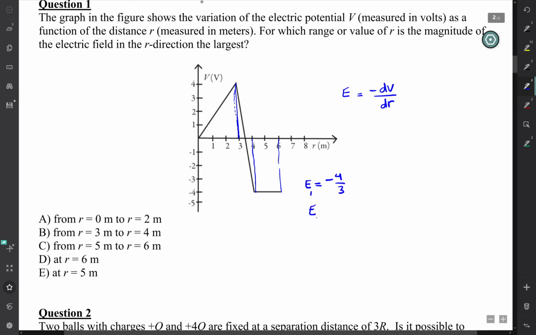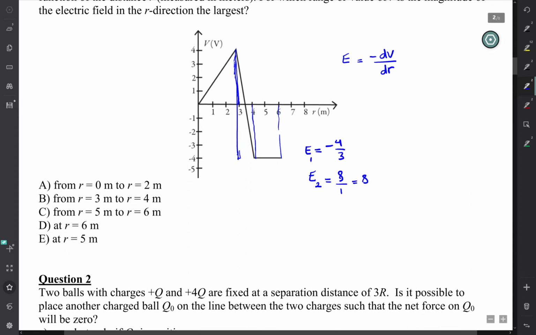That's called E1. E2 would be the slope of the second part, which is a very, very sharp part. If I look at the height, the rise, that is something like 8, and the run is almost 1. But since it is a falling graph, it gives you a negative slope, and because you have a negative sign in your equation, you end up getting 8 volts per meter. That would be the unit of the electric field for each part.